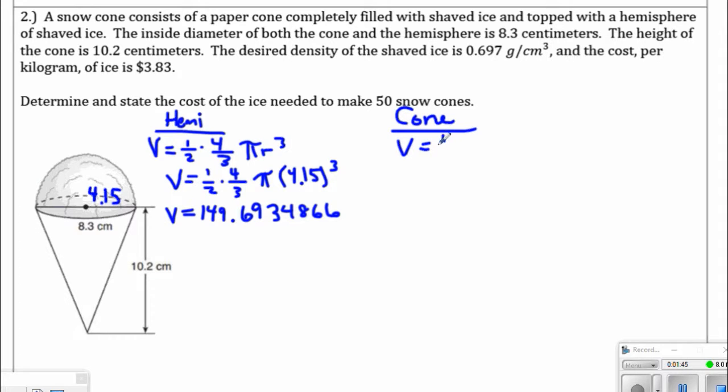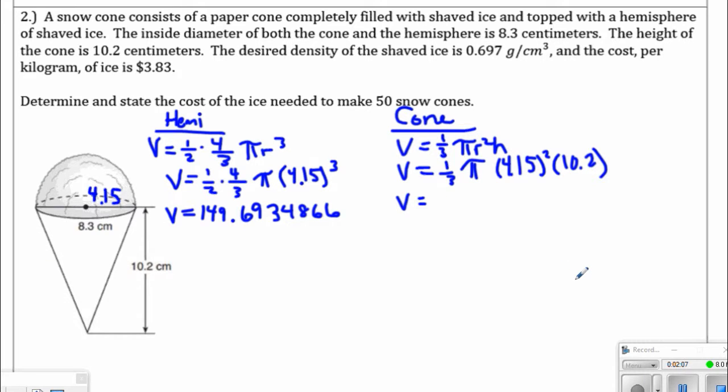Next, you want to do the cone because it says that the ice is filled in the cone as well. So cone is 1/3 pi r squared h. It's really 1/3 of a cylinder. All right, so we already found that the radius was 4.15. And the height of the cone is 10.2. Same thing, I'm going to type everything into the calculator. So when I do that, I get another long decimal, 183.9606702.